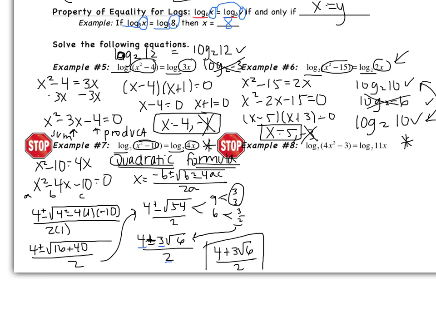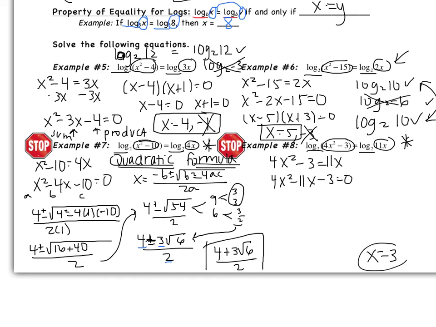Okay, let's see how we did. You should have noticed your bases are the same, so you can set your arguments equal. You should have gotten 4x squared minus 3 equals 11x. Subtracting 11x, you get 4x squared minus 11x minus 3 equals 0. Now, I told you, you can split the middle or do quadratic formula. Either way, the answer you should have gotten is x equals 3.